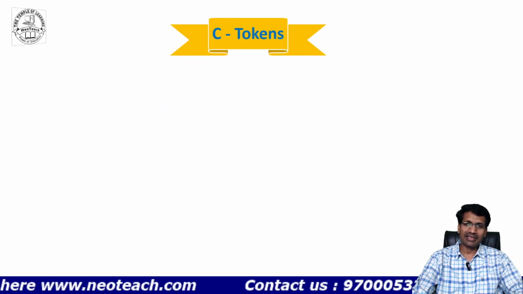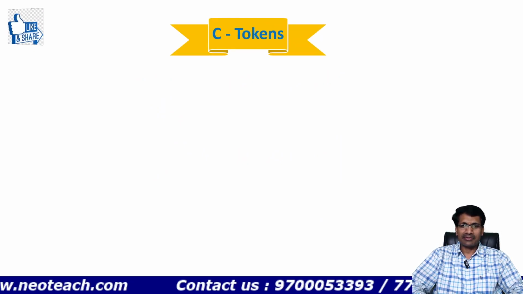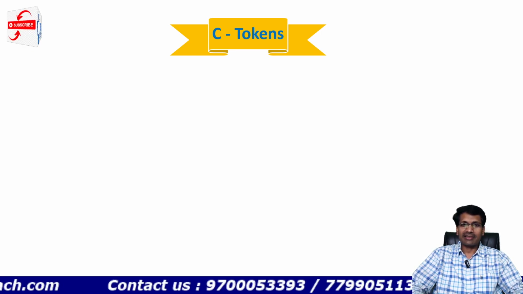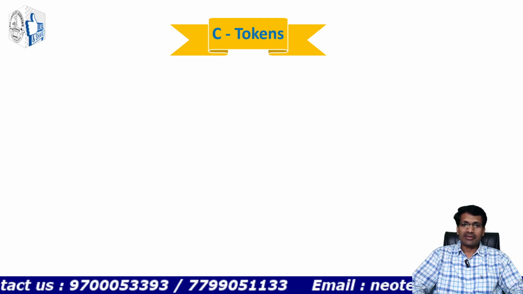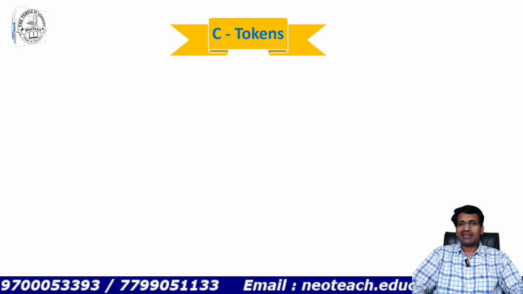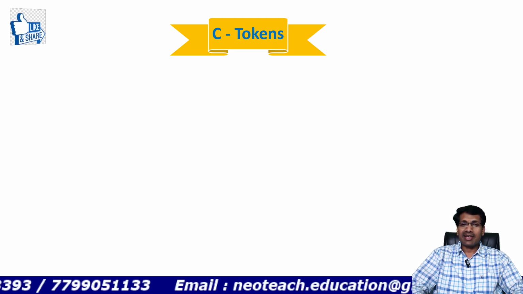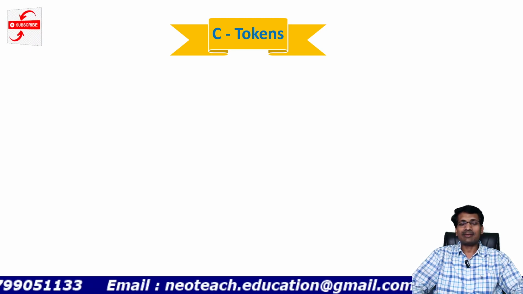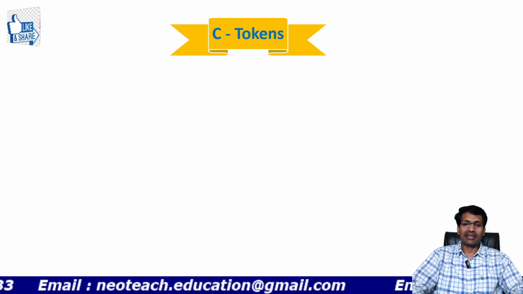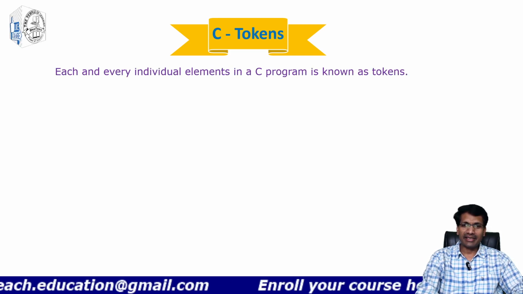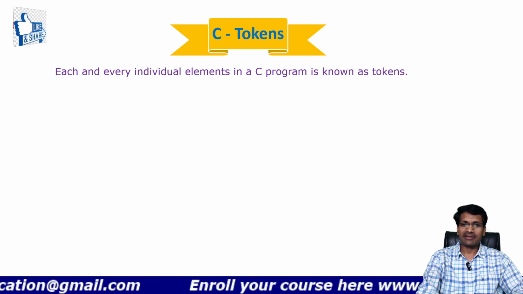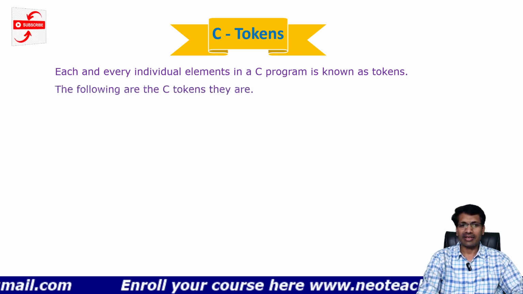As we know, a token is nothing but permission. Suppose in place of parking, we take a token to stand our vehicle. Like that, C tokens are nothing but the elements which are eligible to be written in the C program. Each and every individual element in the C program is known as a C token.